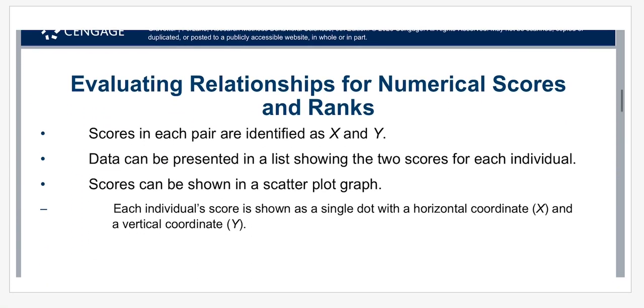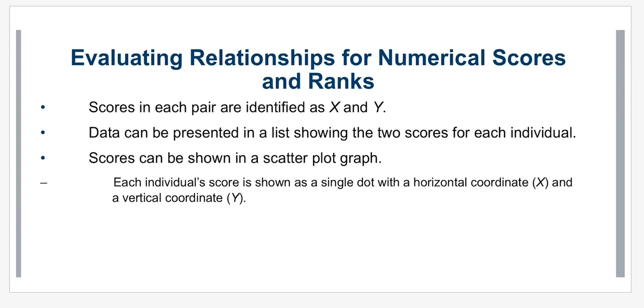So as far as evaluating these relationships, first we're going to talk about numerical scores and ranks. Because remember, data can be non-numerical, so this is all about the numerical scores. In this case, scores are identified as X and Y. And when it's talking about pairs, it means every person gets measured twice, right? Because you're talking about two variables that we're interested in. Your first variable would be variable X, and your second variable would be variable Y.